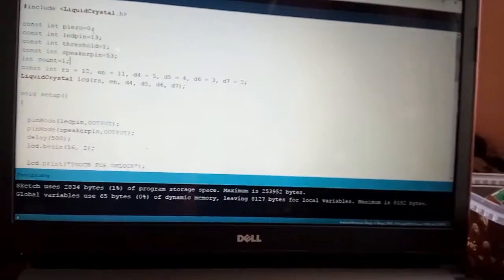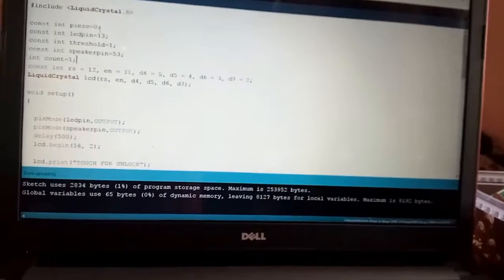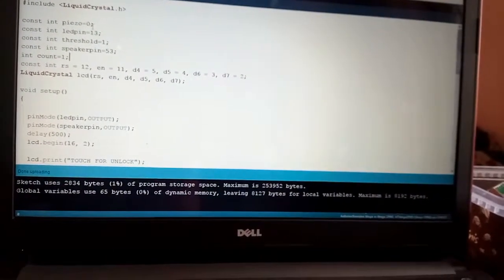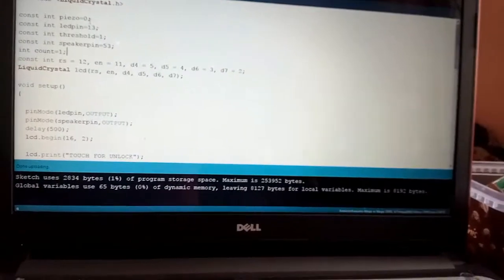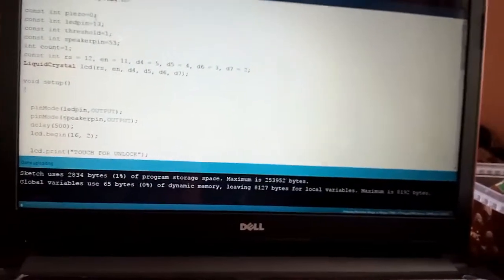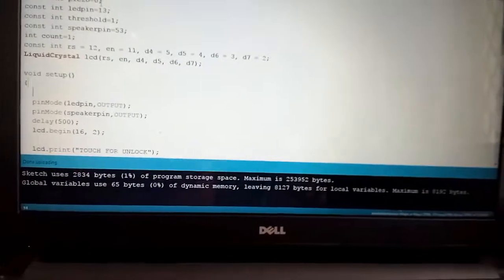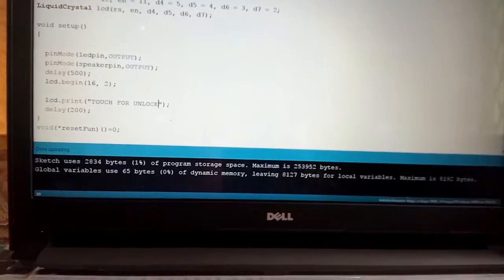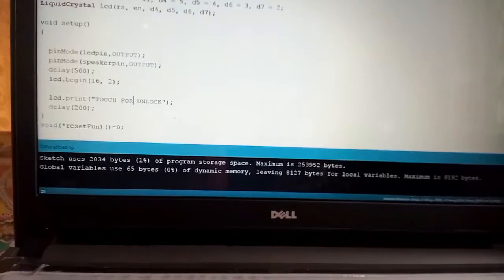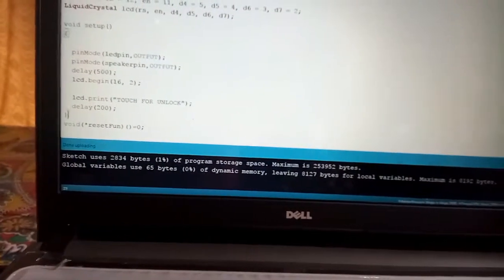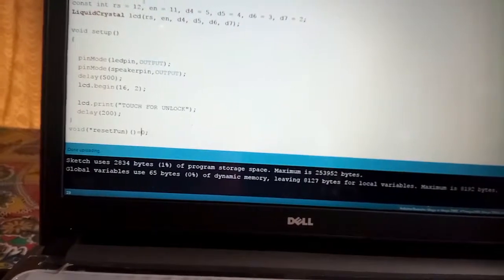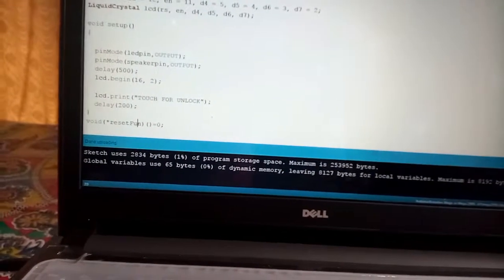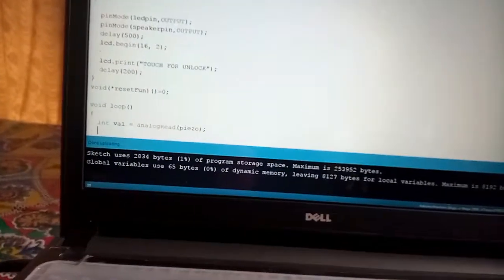It is a count value. You can also change the count value. If I use 2 as a count value, then the number starts from 2, 3, 4, and so on. This is a pin mode. This is a message put on an LCD screen. This is a delay function. This is a reset function, which resets the count value. I use this function for the reset loop.